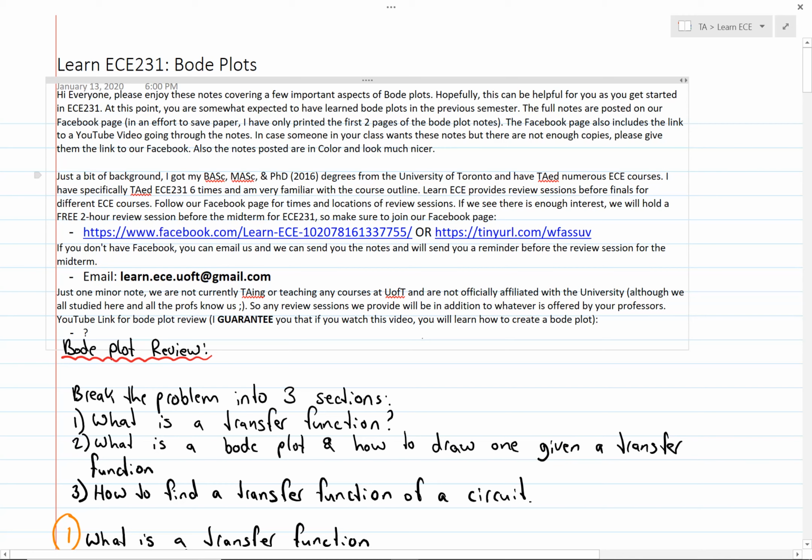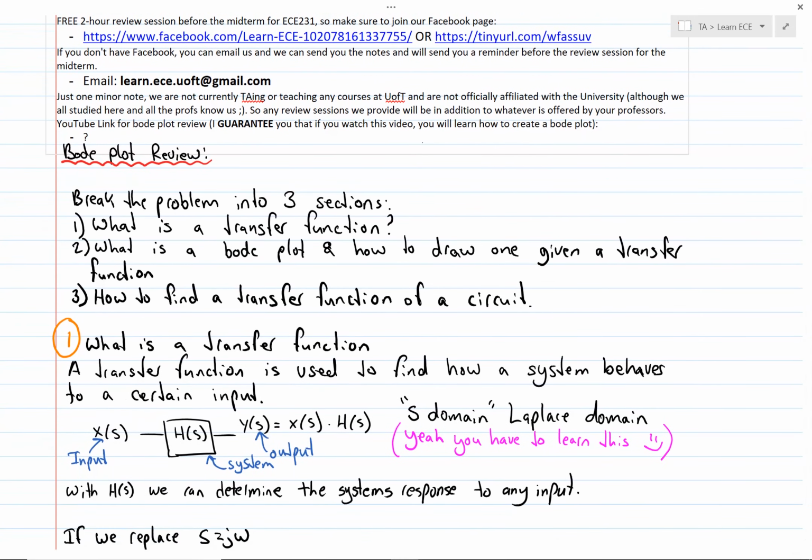I'm going to be going through the Bode plot review, go through the notes a little bit, and hopefully make things more clear than if you just read through them by yourself. So in terms of the Bode plot review, I think the best way to look at it is to break it into three sections. First, let's talk about what is a transfer function.